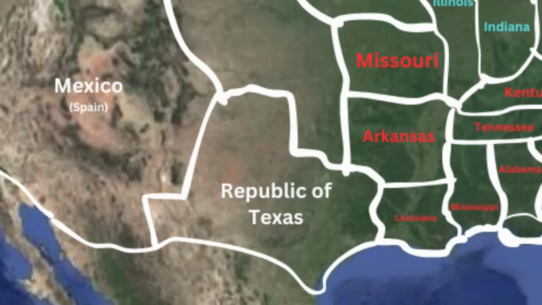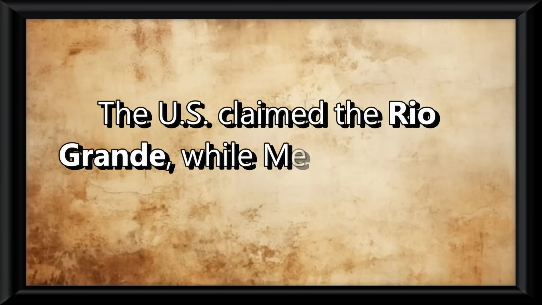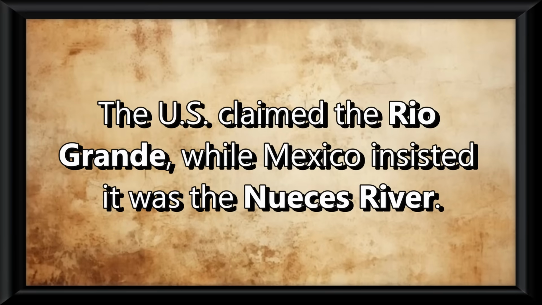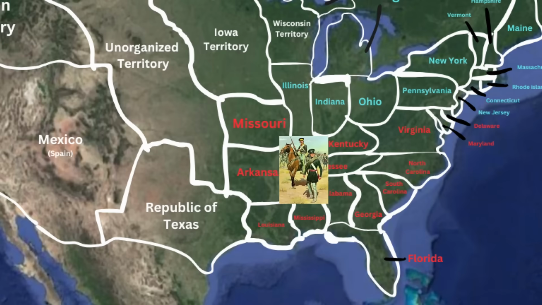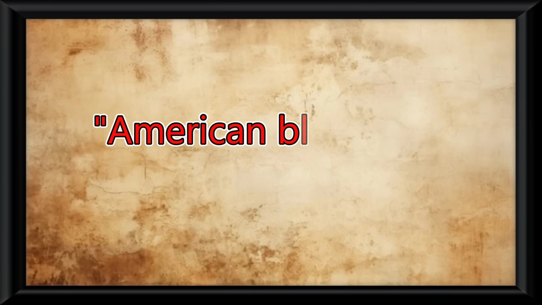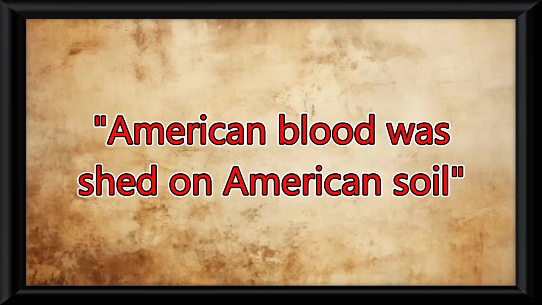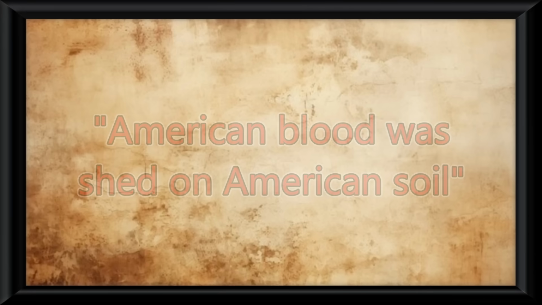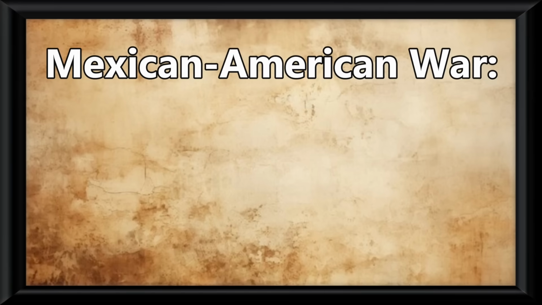But here's the thing, as America expanded, tensions with Mexico escalated over the Texas border. The US claimed the Rio Grande, while Mexico insisted it was the Nueces River. Polk sent troops into the disputed Texas-Mexico border, and after a skirmish, he claimed, quote, American blood was shed on American soil. He used this as a justification to declare war in what was known as the Mexican-American War.